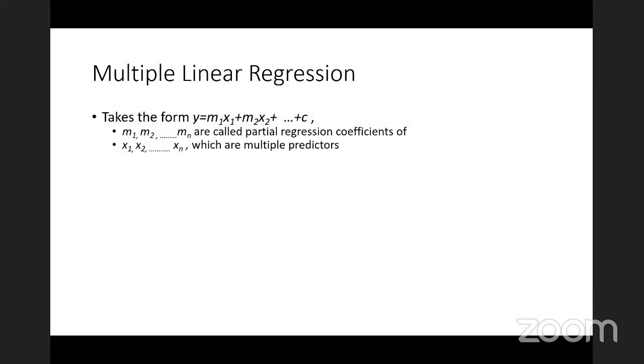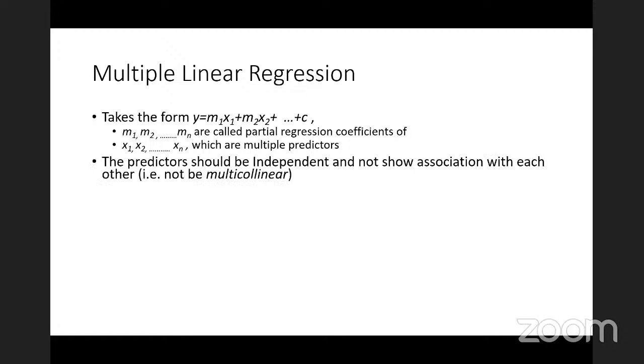Now, for multiple linear regression, algebraically, it takes the form of y is equal to m1 x1 plus m2 x2 plus going into c, where the m1, m2 to mn are also called the partial regression coefficients, and x1, x2 are the multiple predictors. What should be known for multiple linear regression is that the predictors should be independent and to have stable estimates of the coefficients, they should not show any association with the other. This assumption, also called the assumption of non-multicollinearity, should be met. In practice, it's often not met, as we shall see in this example itself.